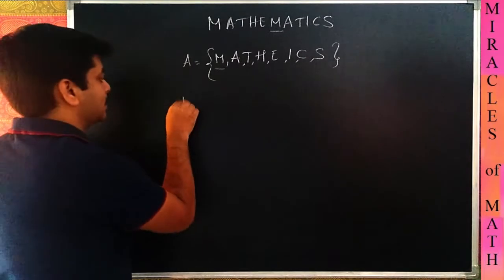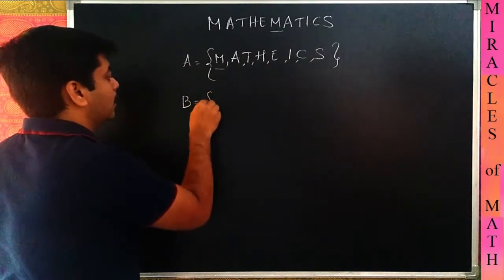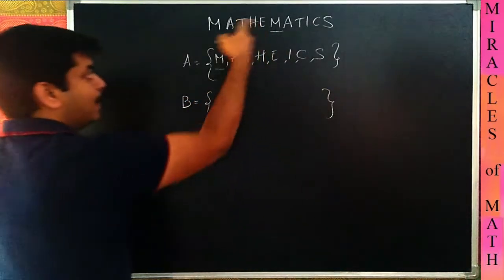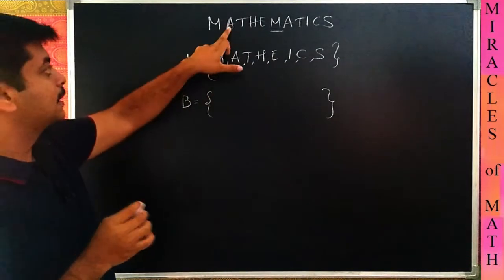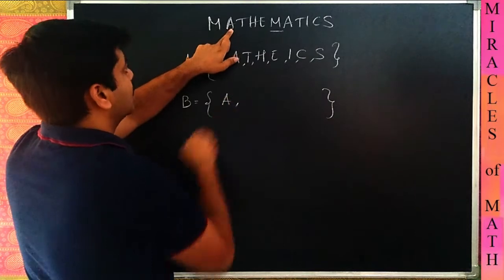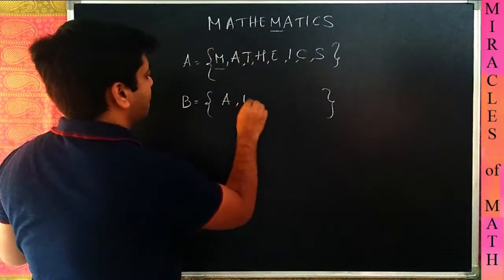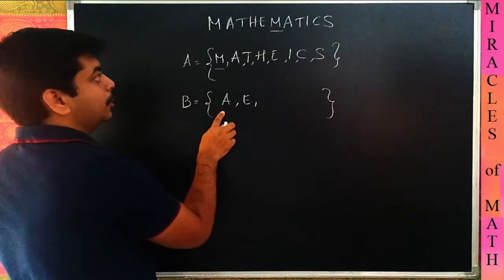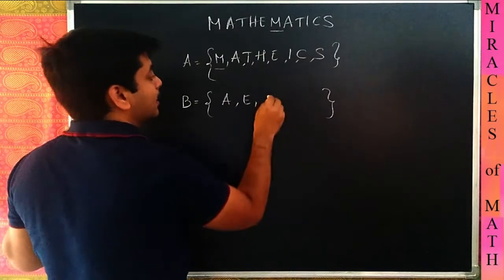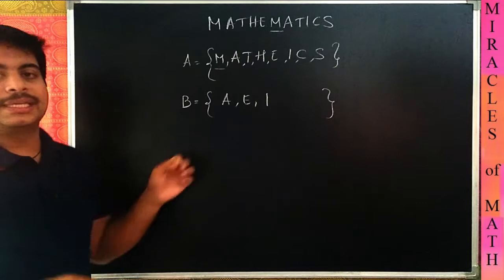In the same question, I will say set of all vowels in the word mathematics. Set of all vowels. So what are all the vowels? A is there. T, H, E is there. Once again A, you wrote that one, no need to write it again, and here you have I. That is A, E, I.